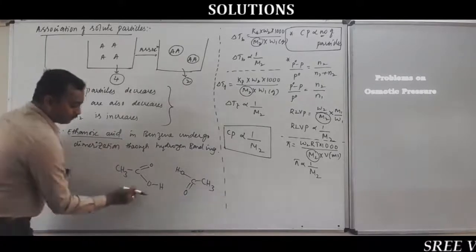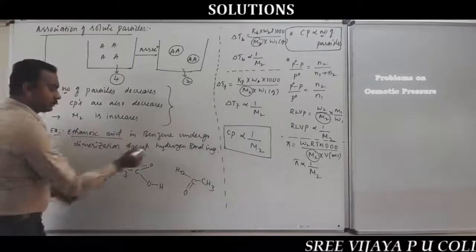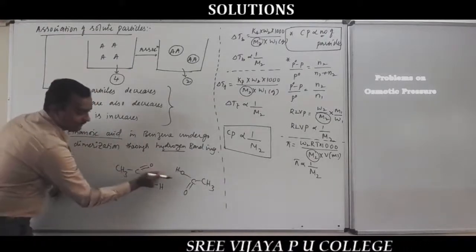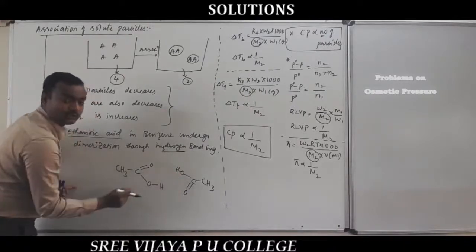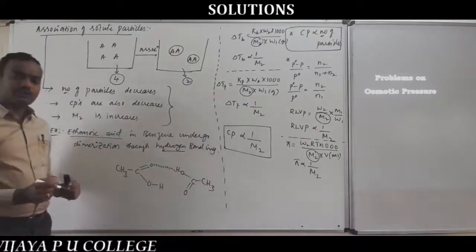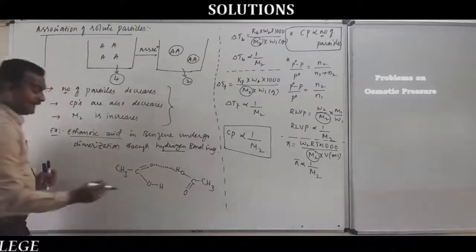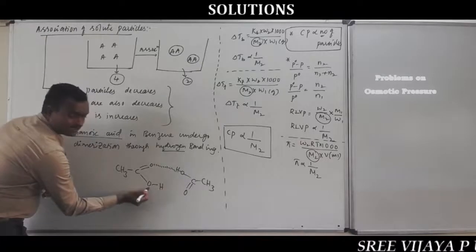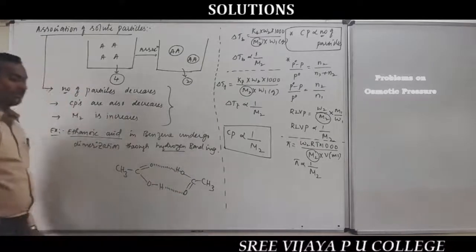So here two molecules undergo association through which bonding? Hydrogen bonding. Here there is oxygen, and here there is hydrogen attached to an electronegative atom. Now there is a formation of hydrogen bond, an intermolecular hydrogen bond between the two molecules. And again one more hydrogen bond takes place: the hydrogen attached to oxygen is also involved in hydrogen bonding with the oxygen of the other molecule.